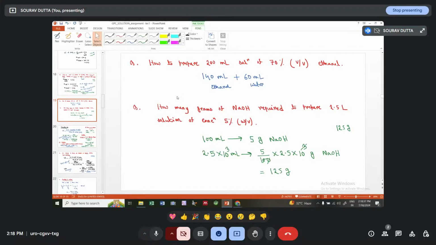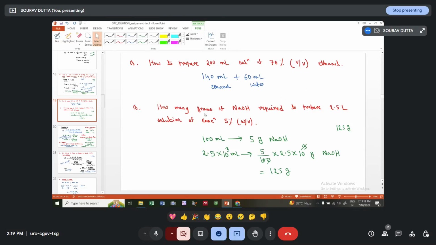Next one. How to prepare 200 ml solution of 70% V by V? 70% V by V. Okay. So 100 ml solution contain 70 ml solute, 200 ml contain 70 into 2, 140 ml solute. Total volume 200 ml. So 140 ml ethanol, and the rest part, that is 60 ml, will be the water.